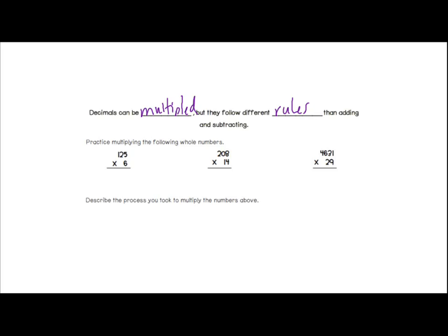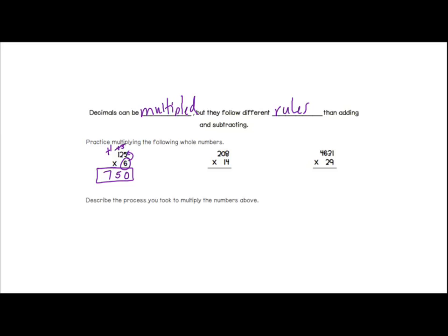So I've got 125 times 6. We're going to multiply, taking that 6 and multiplying by each digit in our top number. 6 times 5 is 30, so we write a 0 and we carry a 3. 6 times 2 is 12 plus 3 is 15, so again, we're going to regroup. 6 times 1 is 6 plus 1 is 7. So that gives us 750. You guys have done this for a long time. That part should be easy.